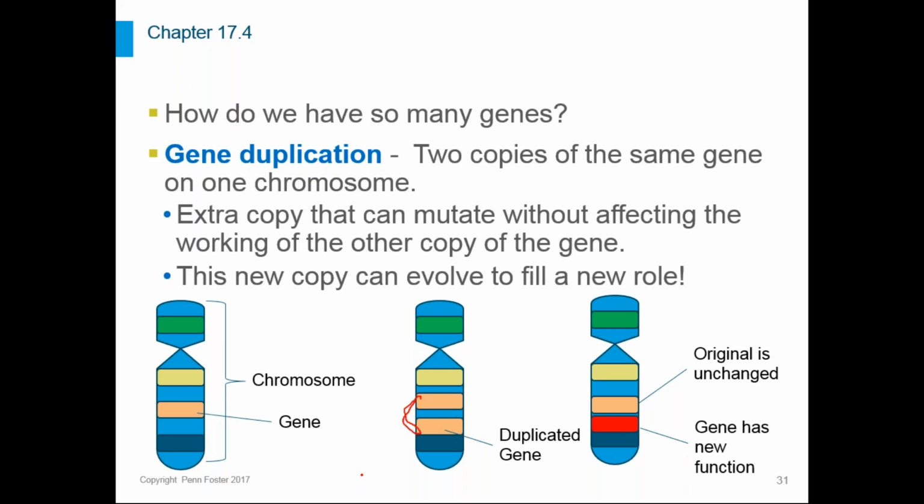That gives the individual organism an extra copy. So they still have one working copy to rely on that's not going to change, and then an extra copy that can mutate without affecting the working copy of the gene. So this new copy is free to mutate and change, and it can evolve. It can develop a new function while the original one is still there doing the original job. Okay, so that's gene duplication. And basically it's the process of a new copy of a gene evolving to fill a different role.